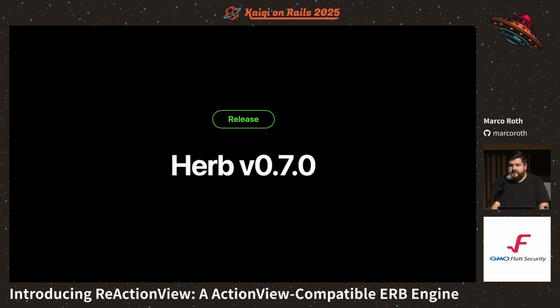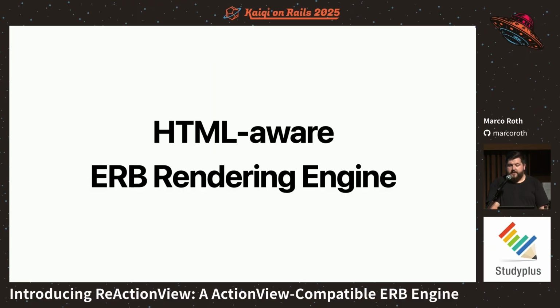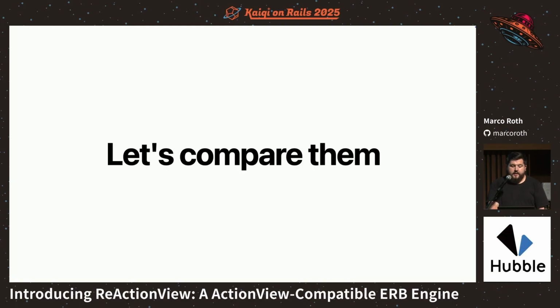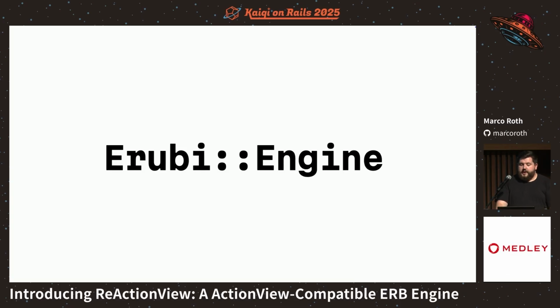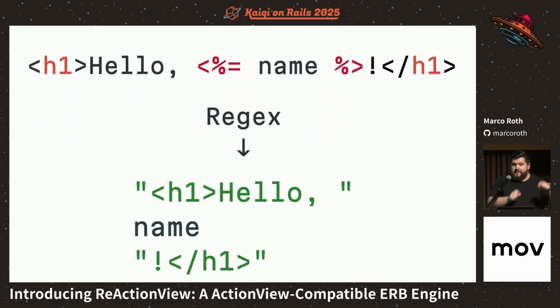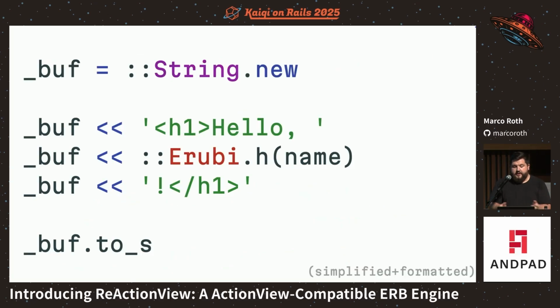So we have a new Herb release, 0.7, and this ships with a Herb engine. It's a new HTML-aware rendering engine, and it's trying to be ERB API compatible. So let's compare them. The ERB engine, if you give it this template here, which has this time a closing tag, uses a regex and splits up the dynamic pieces and the static pieces. It calls add_text or add_expression for each of those, depending on if it's static or dynamic. And it compiles to this template here, where you have a string buffer, and you shuffle in the static strings or the output of this Ruby expression.